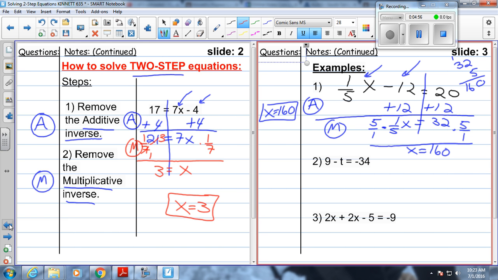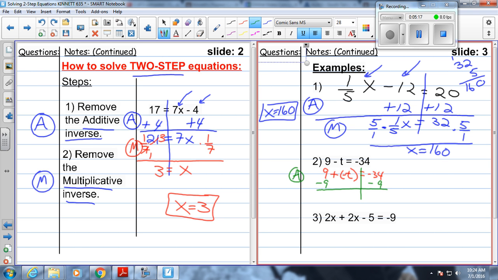So I'm going to utilize something we've learned in our previous lessons just for the visual effect. I'm going to rewrite this as an addition problem, so we could write 9 plus negative t equals negative 34. And now we're going to start solving our problem here. We need our additive inverse first, which is that 9. The additive inverse is minus 9.